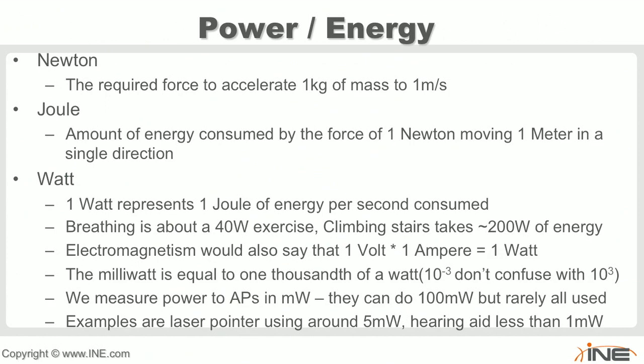Taking a look at power or energy. To begin with, we have the concept of Newton, joule, and a watt. A Newton is the required force to accelerate 1 kilogram of mass to 1 meter per second. A joule is the amount of energy consumed by the force of 1 Newton moving 1 meter in a single direction in a second. So 1 joule is essentially the amount of energy needed to produce 1 Newton. 1 watt represents 1 joule of energy per second consumed. Okay, so 1 watt is really 1 joule of energy to produce 1 Newton.